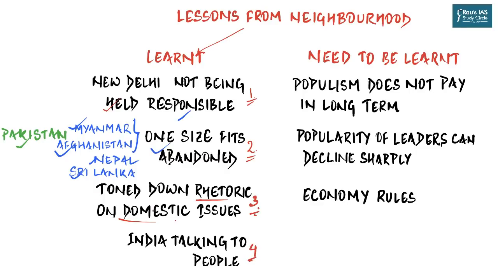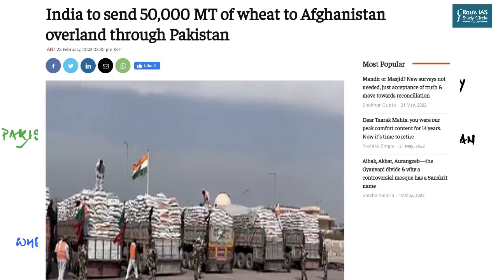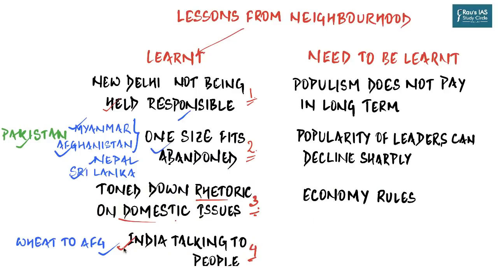Apart from that, India seems to have learned the lesson that messaging has to be addressed to the people rather than people in power. And the best case demonstration was the efforts made by Modi government to involve itself in careful negotiation with Pakistani officials to ensure it could send around 50,000 metric ton of wheat meant for Afghan people, despite the fact that it has no diplomatic engagement with either Islamabad or Kabul. And this is a big deal. It shows the extent to which New Delhi is willing to walk to help the people in India's neighborhood.